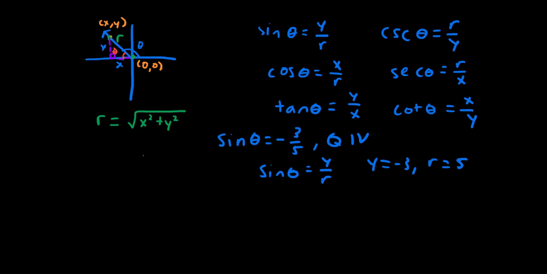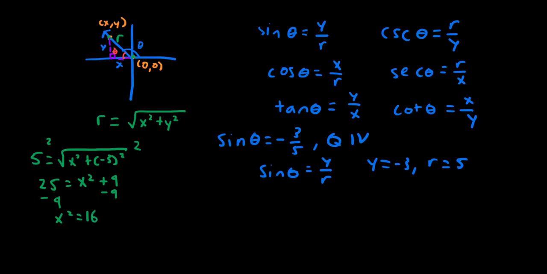So we know what y is and we know what r is, but we don't know what x is. So we're going to use the radius formula to find what x is. So we're going to do r, which is 5, equals the square root of x squared plus y squared, which is -3 squared. So to solve this, we're going to square both sides. So 25 equals x squared plus 9. We're going to subtract 9 from both sides, and we get x squared equal to 16.